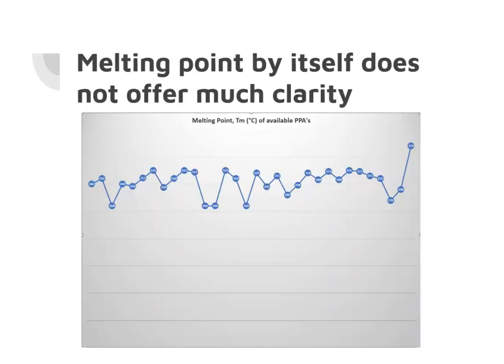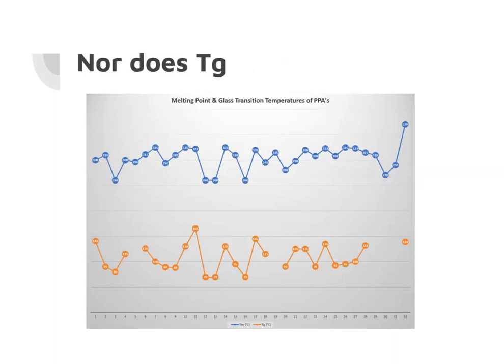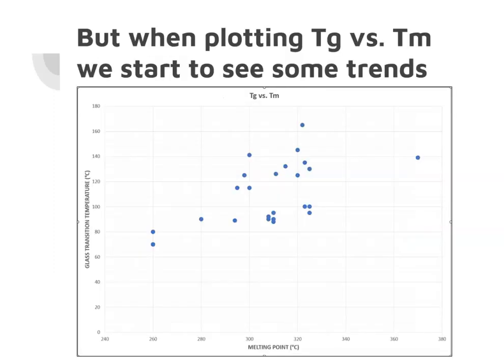So for commercially available PPAs, if you look at the melting points, they range anywhere from 260 all the way to 370 degrees C with a lot of variation. Again, very difficult to pick a particular material for your application. If you look at the corresponding Tgs, again, there's a wide range of Tgs. But let's plot the Tg versus the Tm, and we start seeing some trends.